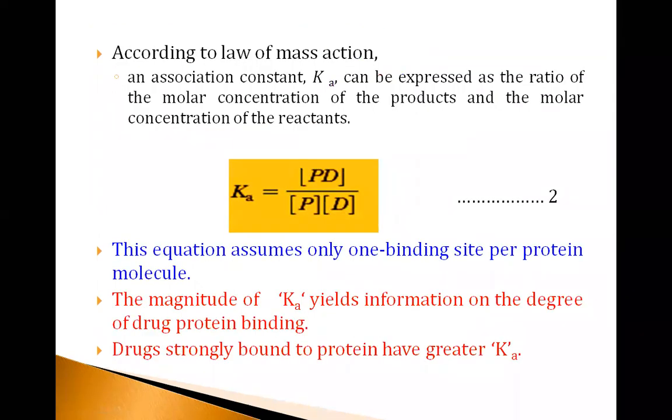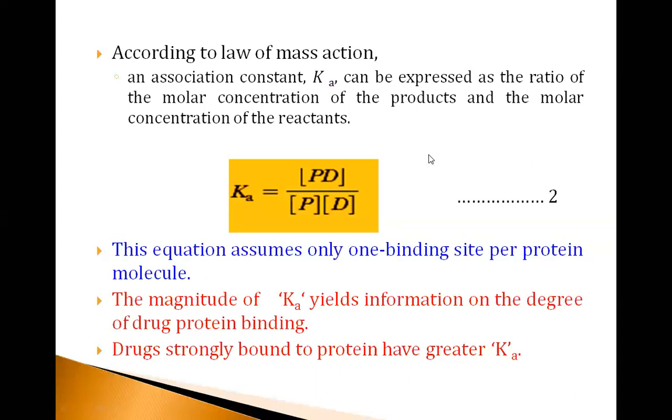Keeping that as a basic equation based on the law of mass action, we got to know that the association constant is another constant which plays an important role. It can be expressed as the ratio of the molar concentration of the product to the molar concentration of the individual reactants. We are trying to correlate this with a chemical reaction. Definitely, because it's an interaction between the protein and the drug, a chemical interaction, it might form a strong covalent bond or a weak hydrogen bond. Depending on that, it becomes a reversible or an irreversible process.